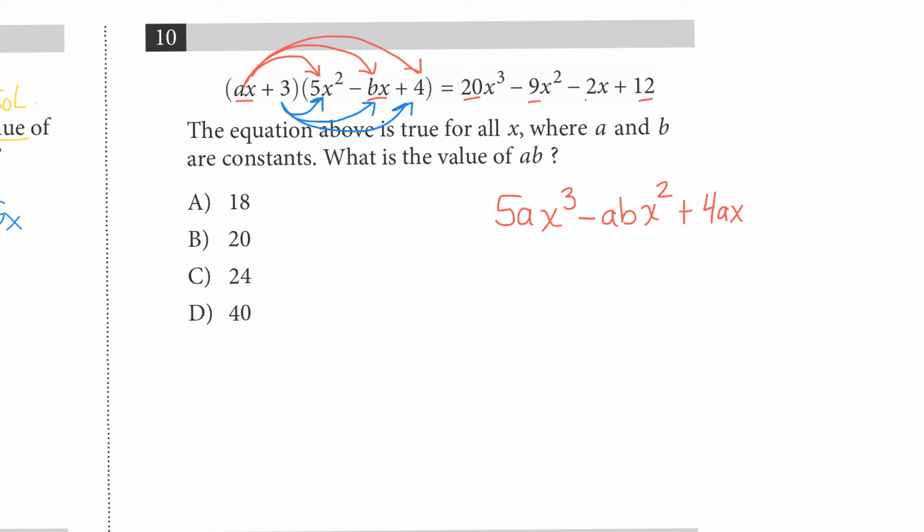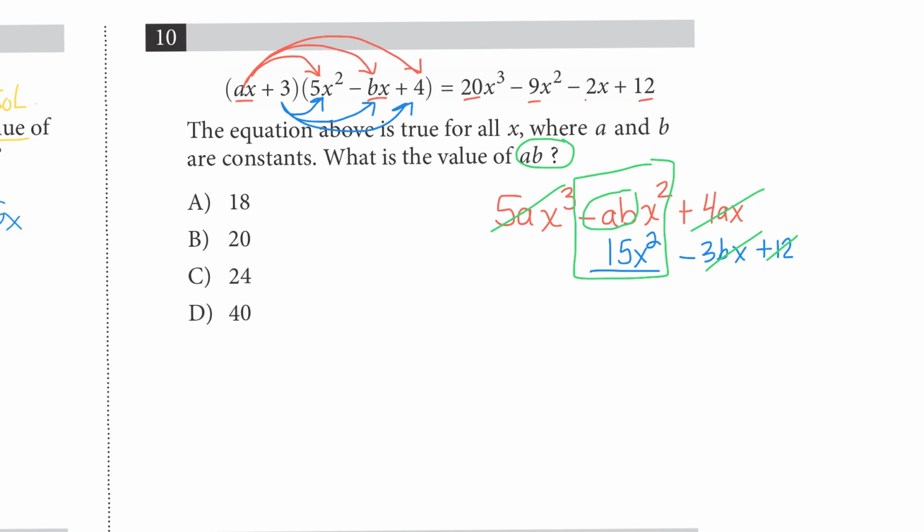So 3 times 5x squared is going to be 15x squared, and I'm going to write it right here. Okay, because I'm going to combine like terms. X's with x's, x squared with x squared. And then 3 times a minus b, so I'm going to have minus 3bx, and then 3 times 4 is 12. Now, in this question, we're looking for the value of ab. So I notice that I have an ab here. So all I need to really do is just focus on this part of the problem, and I don't really have to do all of this other stuff. It is really not necessary.